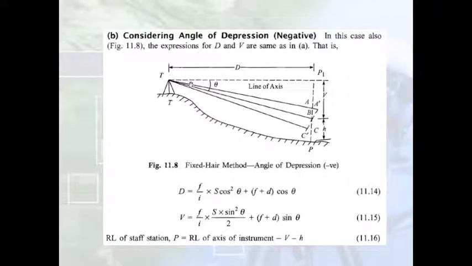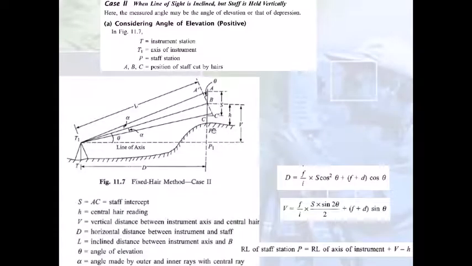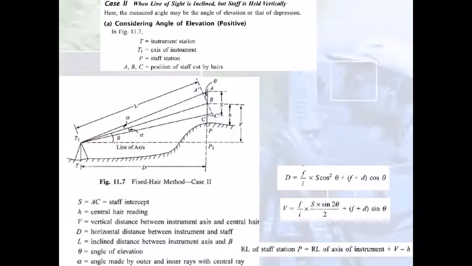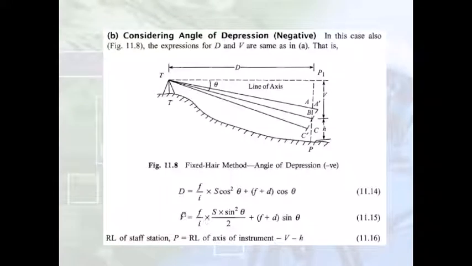Now, the thing to see over here is to remember the definition of the vertical distance, which is the distance between the horizontal line of sight and the middle hair reading. So like before, the distance V was the distance between the horizontal line of sight and the middle hair. In this case, it is the horizontal line of sight and the middle hair, which is now downwards. So this is V. Now, the same equation that we used before gives us the vertical distance.